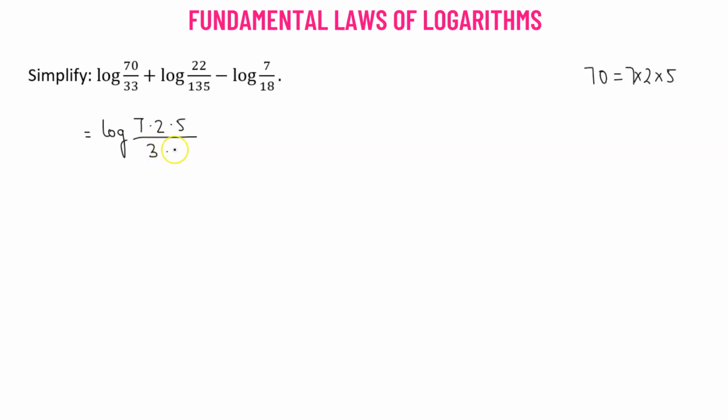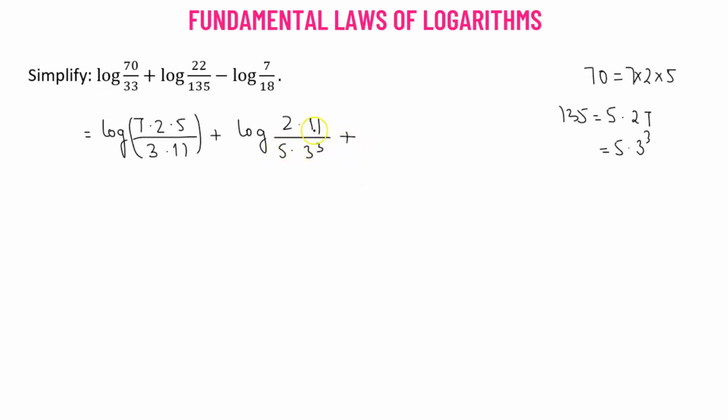So 33 will be 3 times 11, plus log of 22. So 22 will be 2 times 11, divided by 135. So the factors will be 5 times 27. So that's 135. And 27 will be 3 cubed. That means we have 5 times 3 cubed.